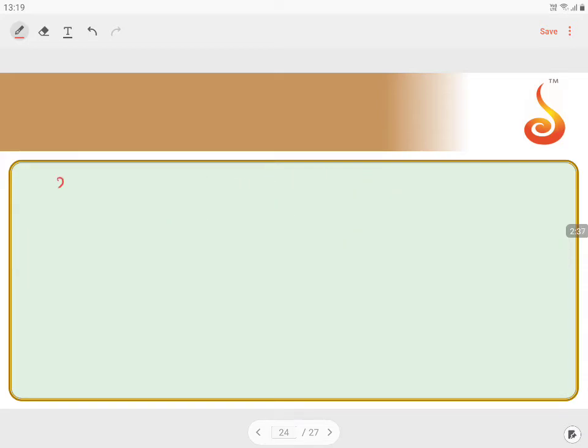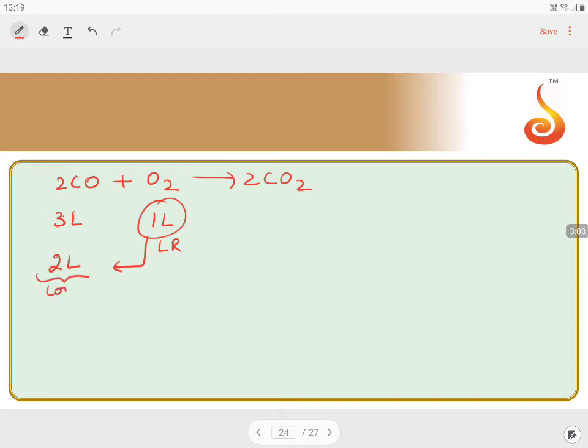So according to the equation, 2CO plus O2 gives rise to 2CO2. We have taken 1 liter. This is our limiting reactant. According to this 1 liter, 3 liters of CO is given, but consumed will be only 2 liters. According to this, only 2 liters will be consumed.